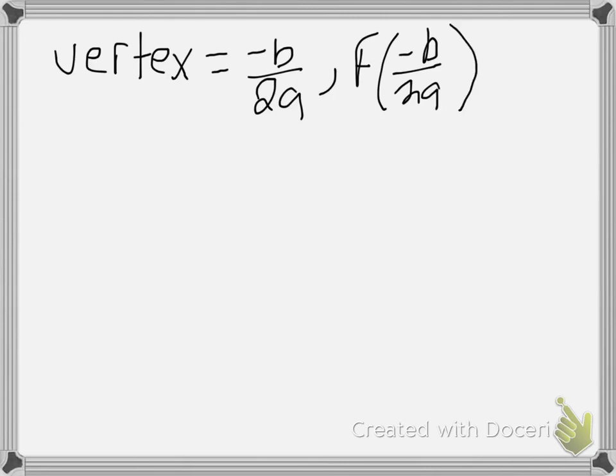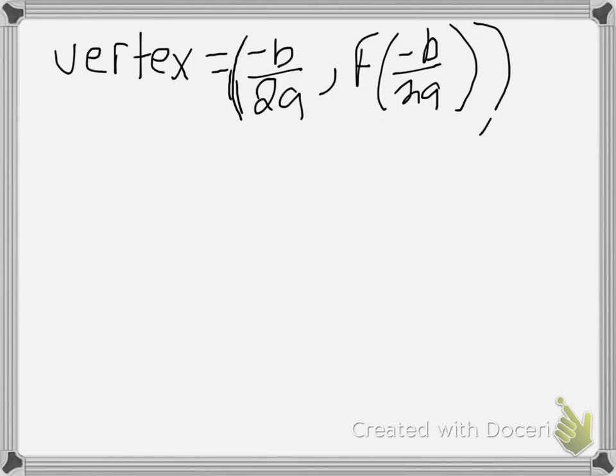And what do I mean by f of? Well, whenever you find your fraction or your number for the opposite of b over 2a, all you have to do is take that number and plug it back into the original equation, and that will give you the vertex this way. And this is an ordered pair: the opposite of b over 2a and f of the opposite of b over 2a.